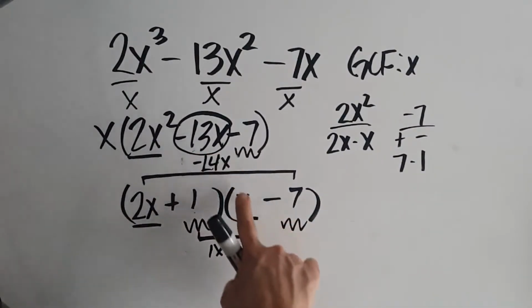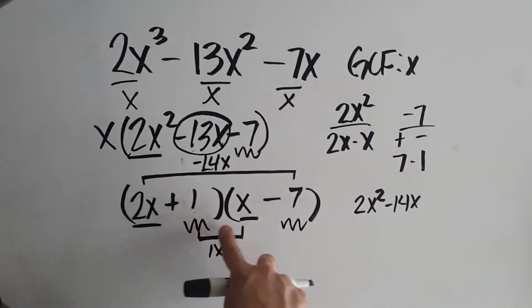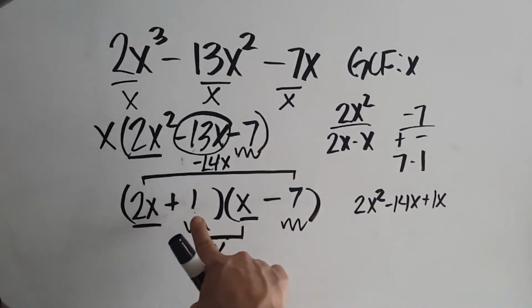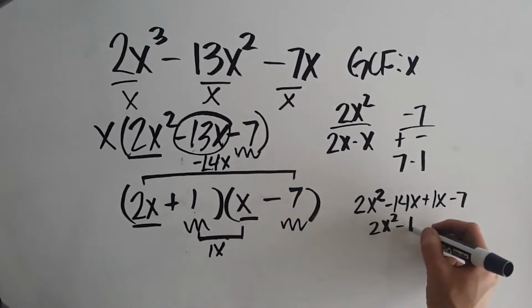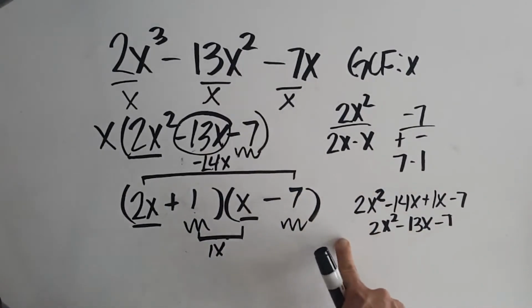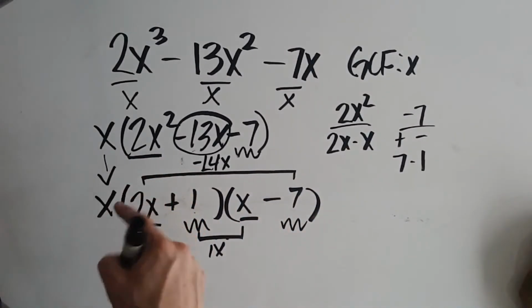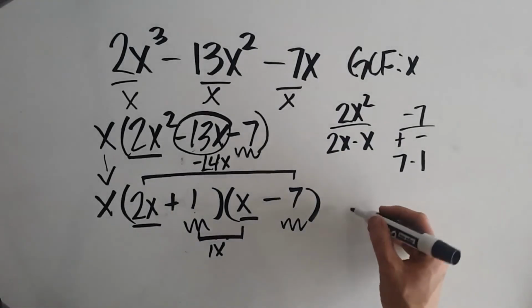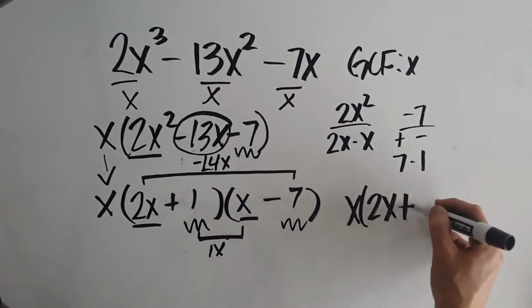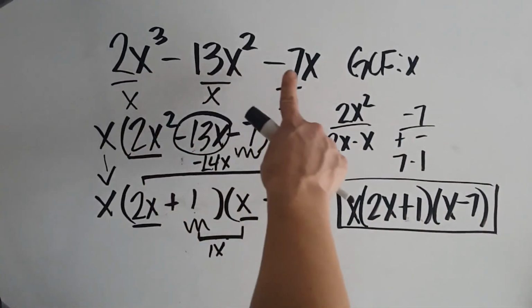So 2x times x is 2x squared. 2x times negative 7 is negative 14x. 1 times x is positive 1x. And 1 times negative 7 is negative 7. That combines and simplifies to be this, which is exactly what I wanted. So I know that I did the factoring of the trinomial part right. So now we just have to remember that this x is also part of our factors, because it's the GCF. So our final answer would be x times 2x plus 1 times x minus 7. So this would be the factored form of our original polynomial.